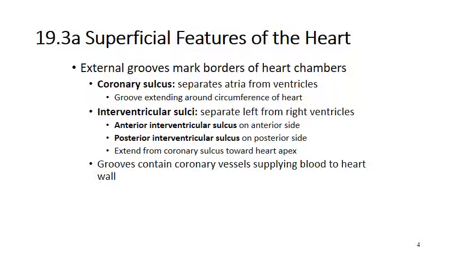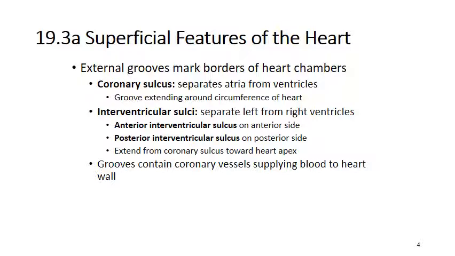All right, so the superficial features of the heart. We're going to start off with our sulci. First, our external groove that marks the borders of the heart chambers. We have our coronary sulcus, and that's going to separate the atria from the ventricles. It's the groove that extends around the circumference of the heart. Then we have the interventricular sulci, which separates the left from the right ventricles.